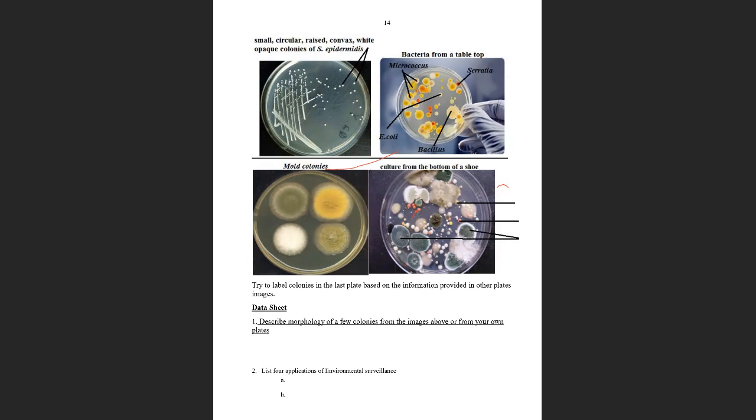Let's see. Circular, entire margins, raised, medium, paste-like or glistening, opaque. Very good. And the last thing is the color, right? How would you say it? This color is called salmon pink in microbiology. We call this a salmon pink colony. Okay, so that's how you describe a colony.